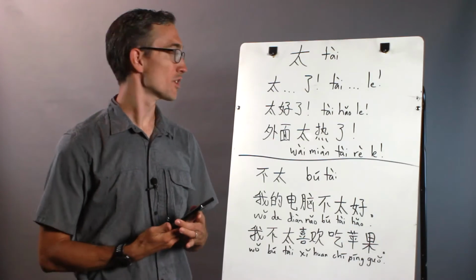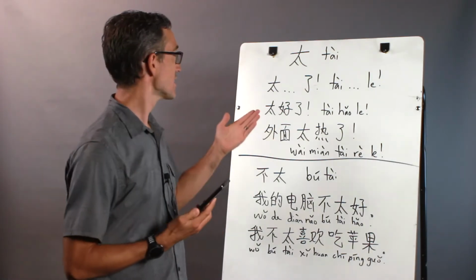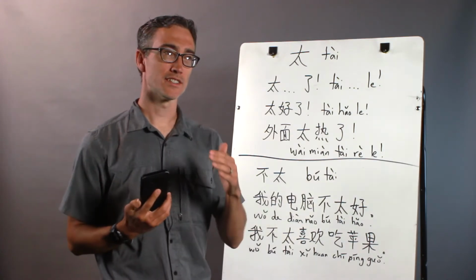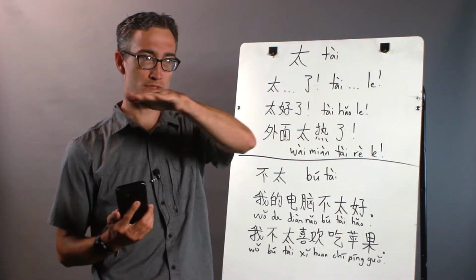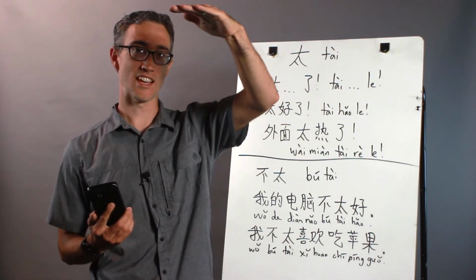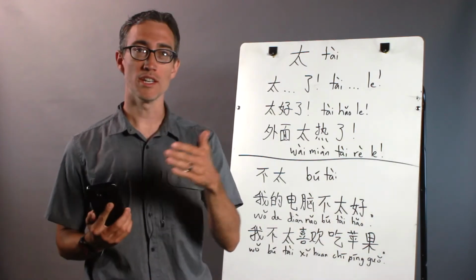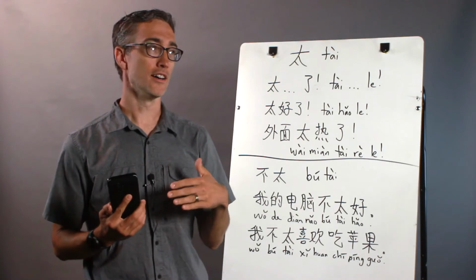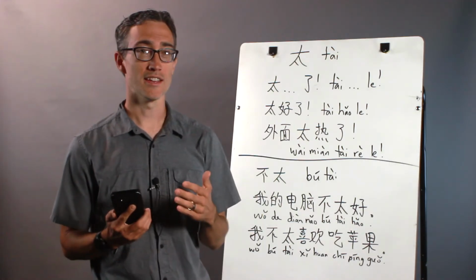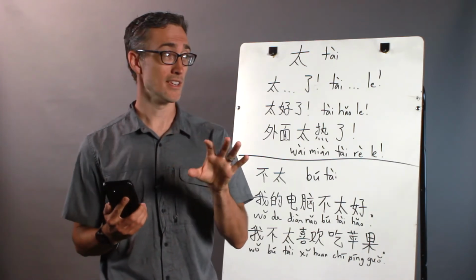In this video, we're going to be talking about a word tai, which means excessively. Essentially, it means excessively. The idea of tai is there is a normal standard, a line, and tai exceeds that standard of normalcy. So it's a way to say extremely or very, it's excessively.